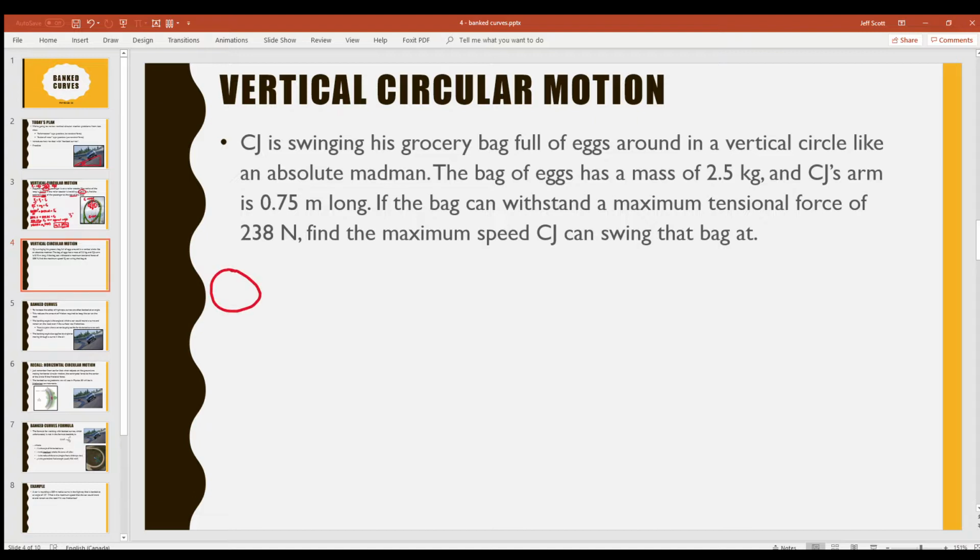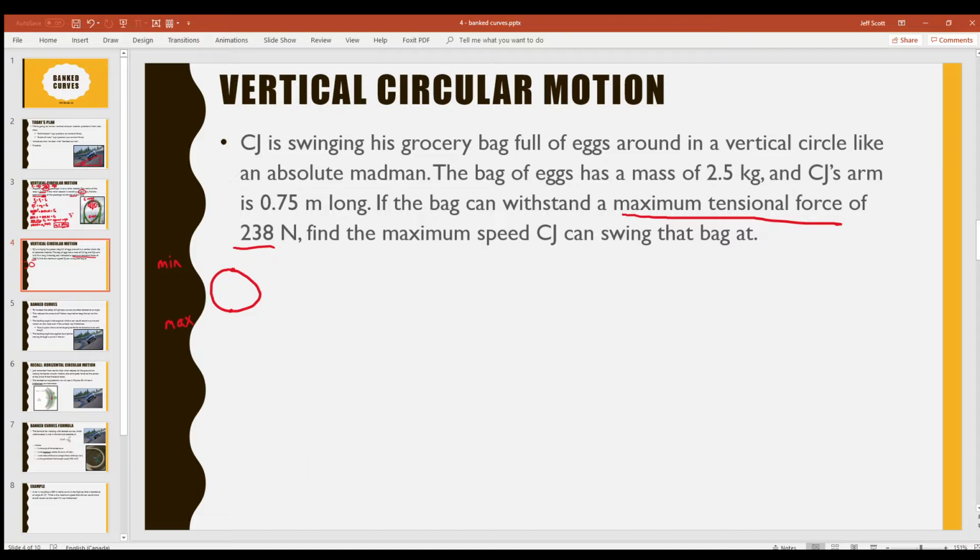We have CJ throwing the bag of eggs around in a circle. The maximum tensional force that that bag can experience is 238 newtons. From that last slide, you might remember I told you that your tensional or normal force, really it's the same way, one way or another, is actually going to be maximized at the bottom. So maximized down here, and it's going to be minimized up here. So since the bag can withstand a maximum tensional force of 238 newtons, we're going to see that maximum tensional force occur at the bottom of this circle.